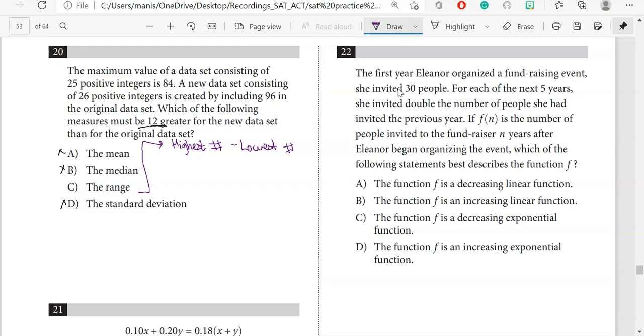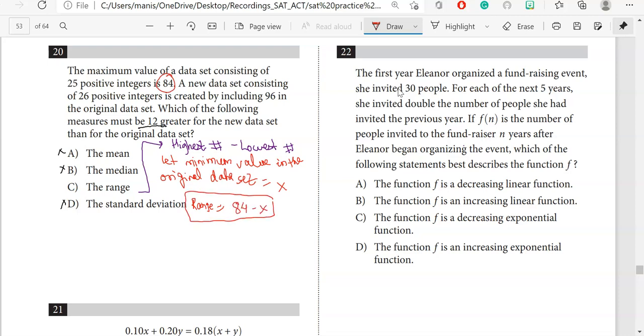So let's assume that the minimum value in the original data set is equal to x. Okay, as you all know, range is your highest number minus lowest number, and they have given you that in the original set the highest number is 84. So range will be 84 minus x. This is in the original data set.